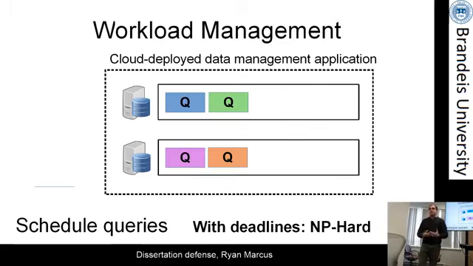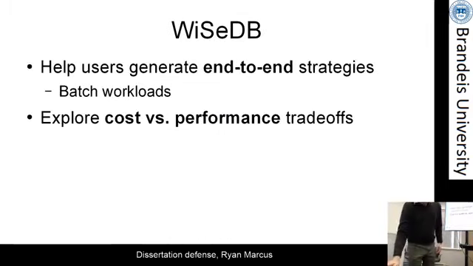Traditionally, people have come up with heuristics like first fit decreasing, or like always sort your queries like this and then do this weird thing. What we're going to try to do instead is learn those heuristics. So what we want to help users do is generate end-to-end strategies to help them schedule, provision, and place queries in batch workloads. And we want to specifically focus on how we can design tools that can help users explore cost versus performance trade-offs.